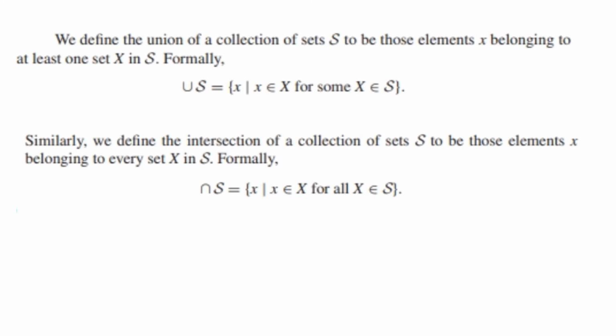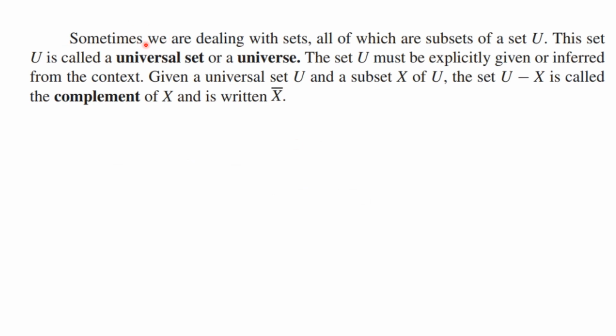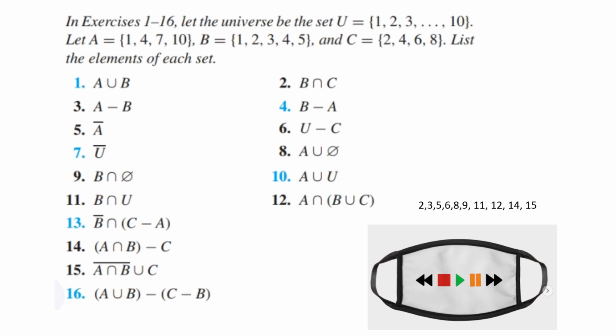Sometimes, when we're dealing with sets, all of the sets are subsets of a given set U. This set is called the universal set or the universe. The universal set must explicitly be given, but sometimes it's just inferred from the context. Given a universal set and a subset X, the set U minus X is called the complement of X and is written as X bar. This is the notation that we will use. Often other books use different notation.